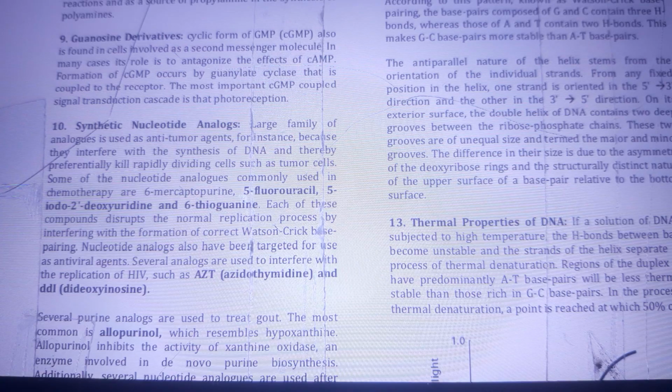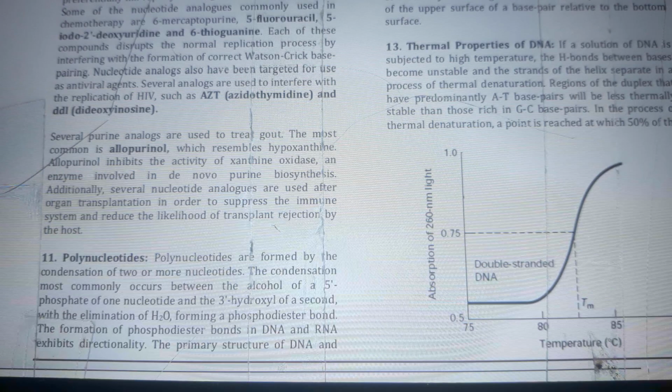Thermal properties of DNA. If a solution of DNA is subjected to high temperature, the H bonds between bases become unstable, and the strands of the helix separate in a process of thermal denaturation. Regions of the duplex that are predominantly AT base pairs will be less thermally stable than those rich in GC base pairs.